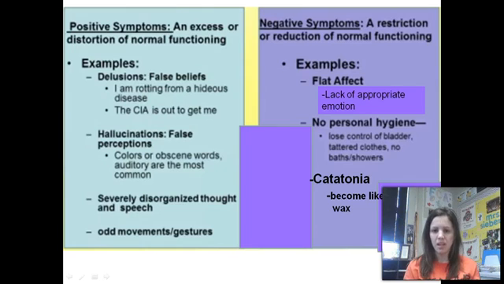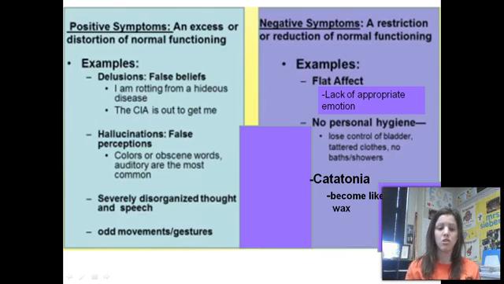Next, we move on to the negative symptoms. So this is when you have the absence of appropriate actions or emotion. And so the first one is called the flat affect. And affect actually means emotion. So flat affect means they lack emotion or they lack appropriate emotion. So there's two situations that could happen here with schizophrenics.